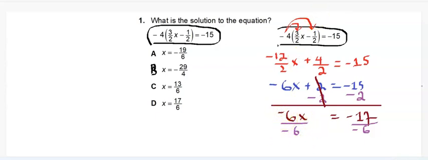-6 divided by -6 is +1. This whole thing becomes +1. 1 times x is just x. And negative divided by negative is positive, so that becomes 17/6. Which one is the answer for 17/6? The answer is D right here. That is D.